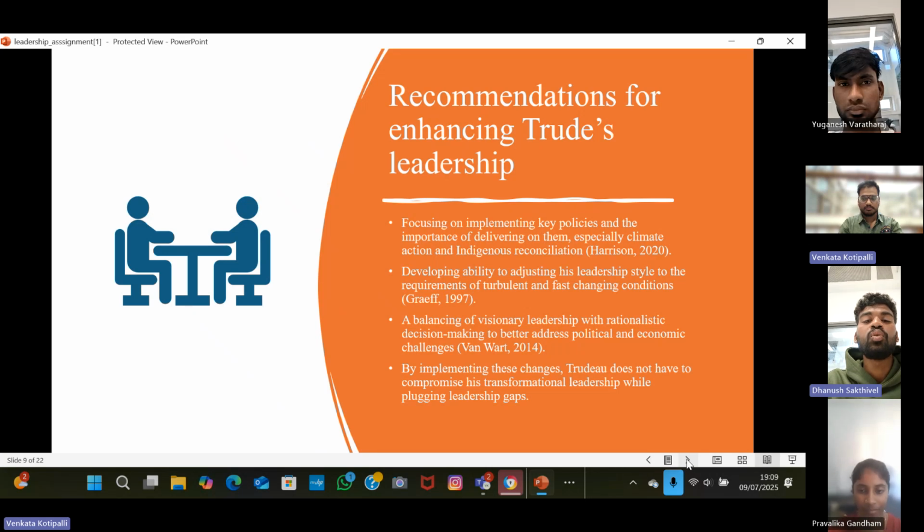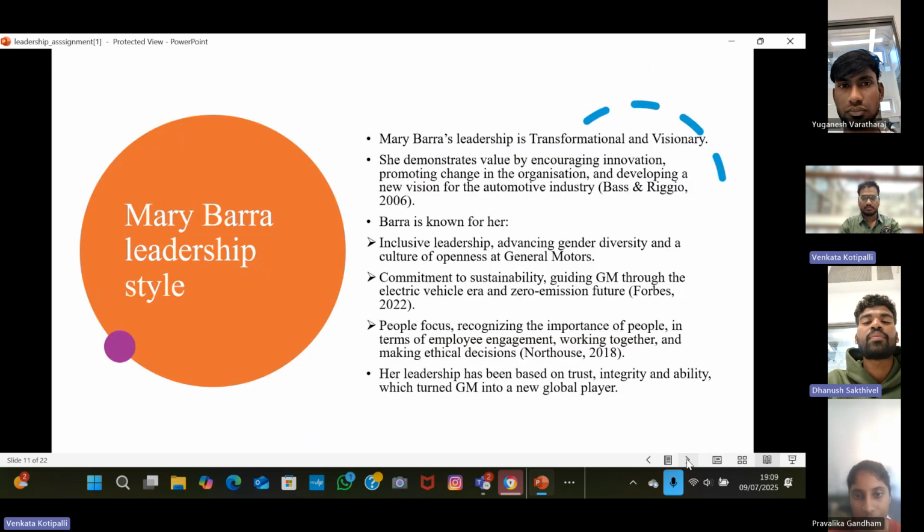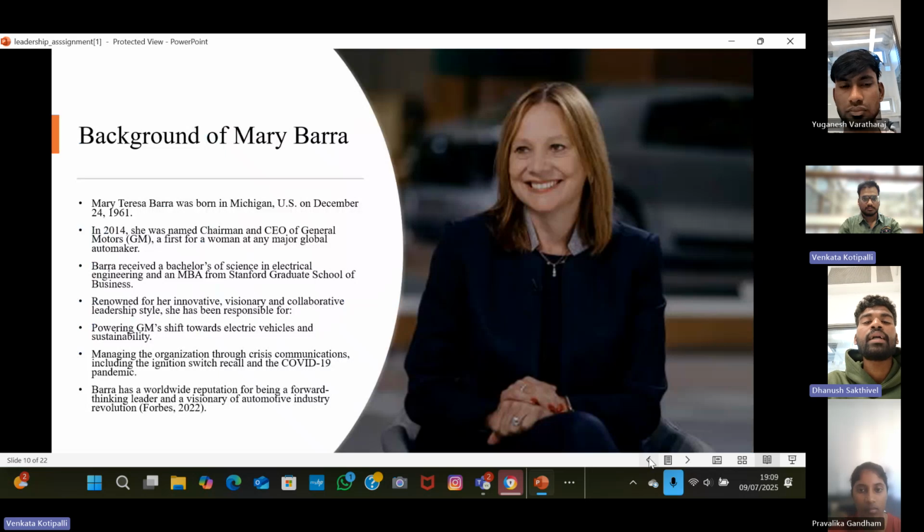Youth does not have to compromise his transformational leadership while lacking leadership gaps. The next slide is the background of Mary Barra. Mary Barra was born in Michigan, the US, on December 14th, 1961. In 2014, she was named chairman and CEO of General Motors, GM, and the first woman at any major global automaker.